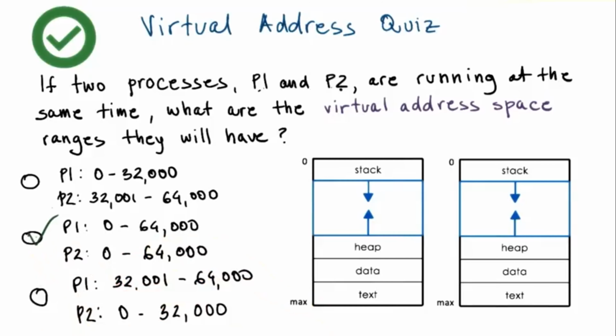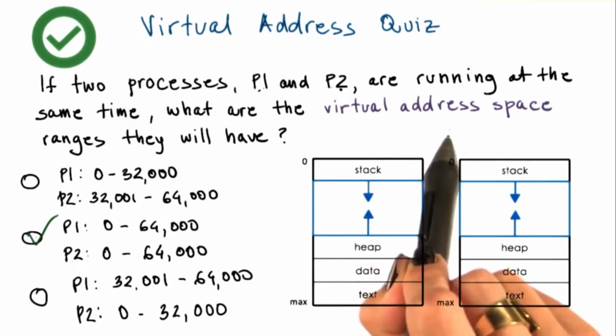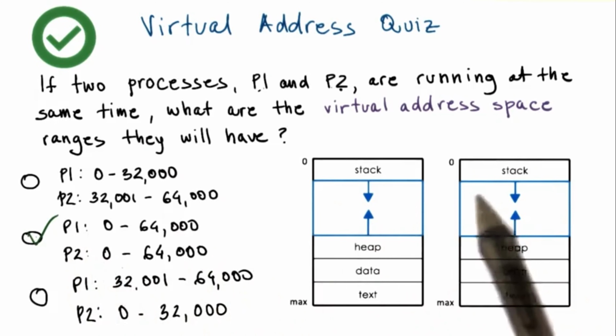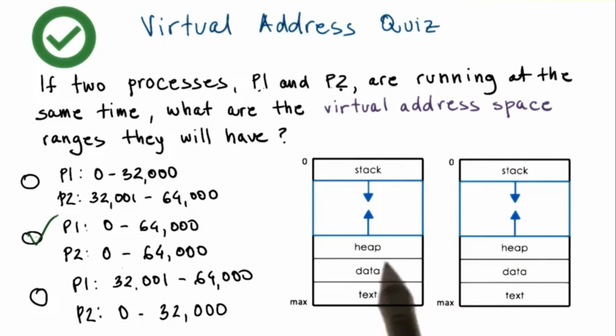The correct answer is the second one. Both P1 and P2 can have the exact same virtual address space range from 0 to 64,000 in this case. The operating system underneath will map P1's virtual addresses to some physical locations and P2's virtual addresses to other physical locations. The fact that we have decoupled the virtual addresses that are used by the processes from the physical addresses where data actually is makes it possible for different processes to have the exact same address space range and to use the exact same addresses. The OS will make sure that they point to distinct physical memory locations if that's what's required.